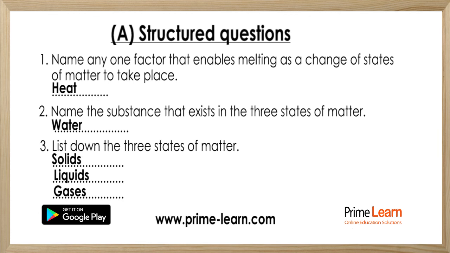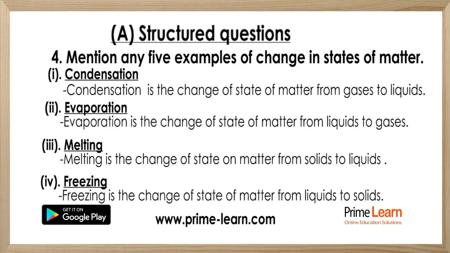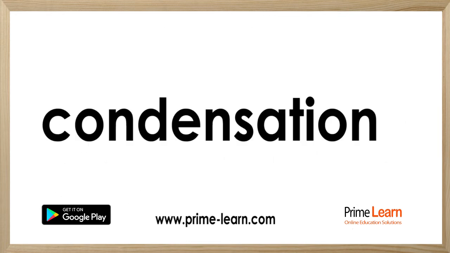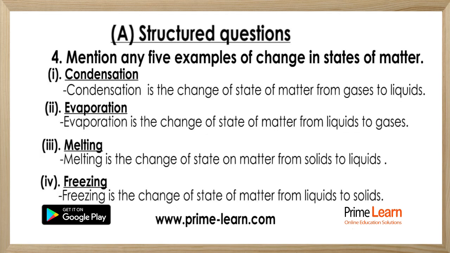Those are the 3 states of matter: solids, gases, and liquids. Our question number 4: Mention any 5 examples of change in state of matter. My precious viewer, we have talked about the changes in states of matter. The first example is condensation. Remember, condensation is spelled C-O-N-D-E-N-S-A-T-I-O-N. Condensation is the change of state of matter from gases to liquids.